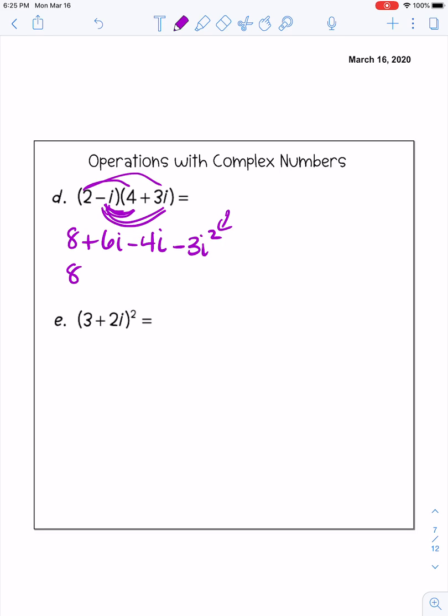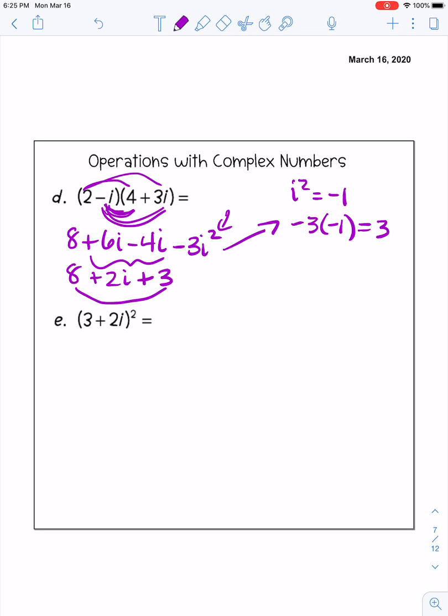8, I'm bringing down my 8. These I can combine because they're like terms, so that's going to give me positive 2i. And remember what i squared is equal to? It's equal to negative 1. So this is actually negative 3 times negative 1. That's positive 3, so I'm going to have my plus 3 here. And then I can combine these because they're like terms now. So I have 11 plus 2i, and it's in a plus bi form, which is what I want. So my real part is 11, and my imaginary part is 2i.